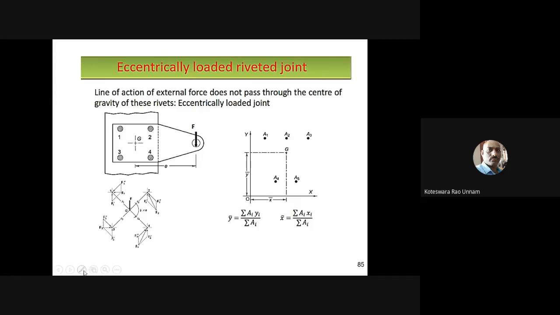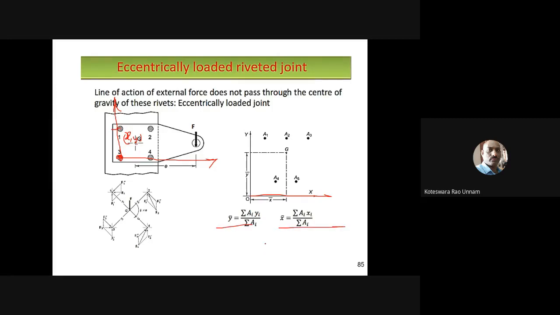To compute the center of gravity, first you need to set some origin or reference for the coordinate system. Let us say I can pick the center of any one rivet, say rivet 1, as the origin. Then I'll measure the distances of all the rivets with respect to this one. That means I need to find the x coordinate and the y coordinate for each and every rivet center. Then I'll use this formula to compute the position of G.